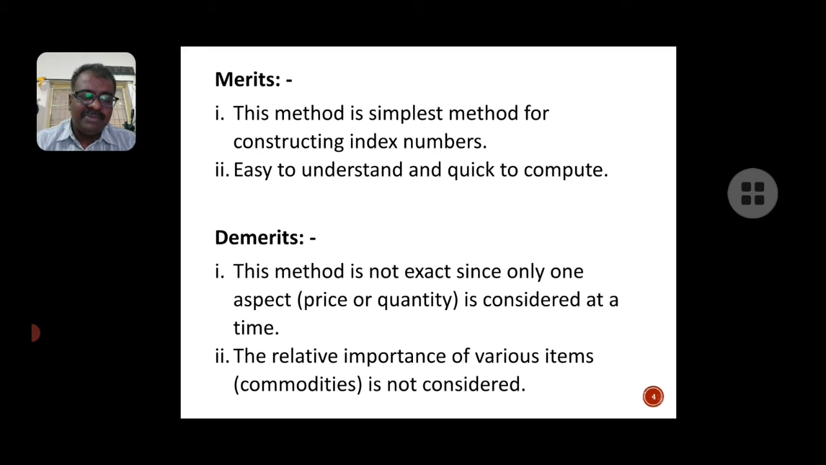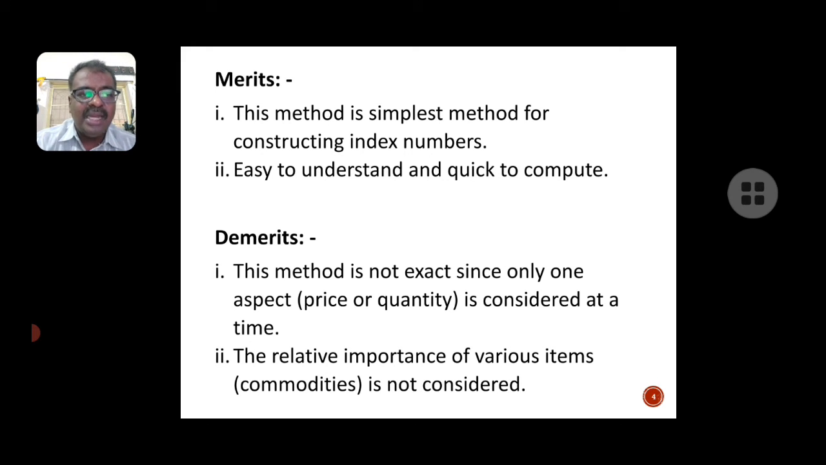Demerits: this method is not exact, since only one aspect is considered at a time. Either we will consider price or we will consider quantity. If we consider price, it will be P01. If we consider quantity, the formula will be Q01. Both cannot be considered. That is why this method studies only a single variable at a time.